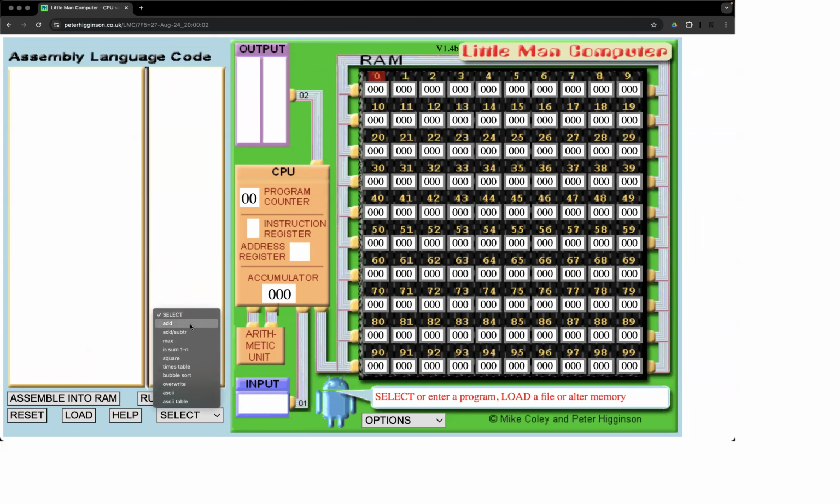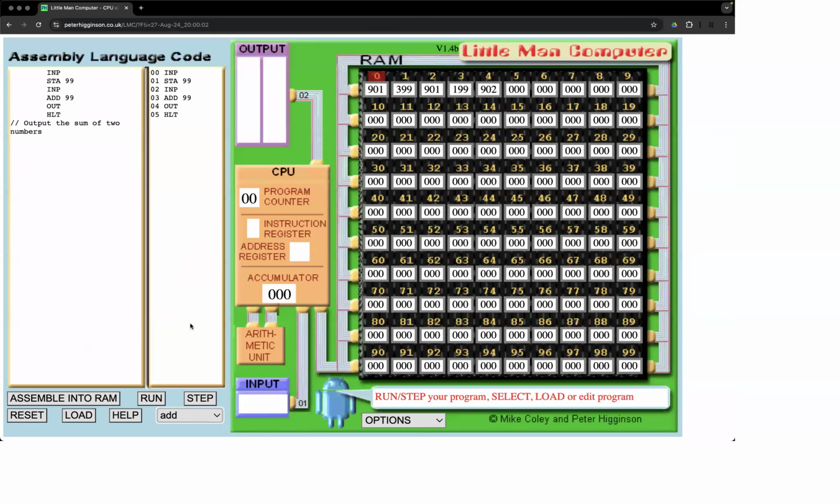Let's say I have the option of adding. So right here, I'll execute. In the beginning, we fetch. So first, add the program counter, and then we get the first location, 901. So in the IR, that means the instruction register, we get the first digit, 9, and then the address register will go to 01.